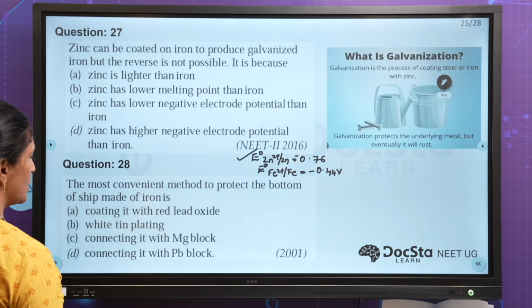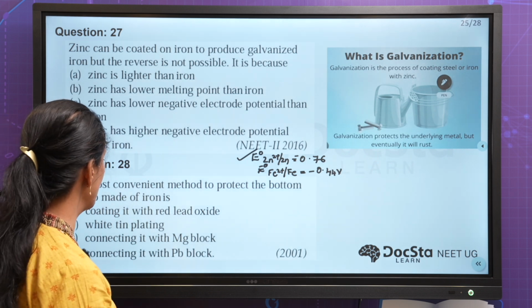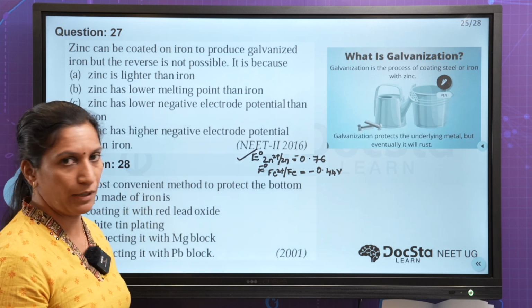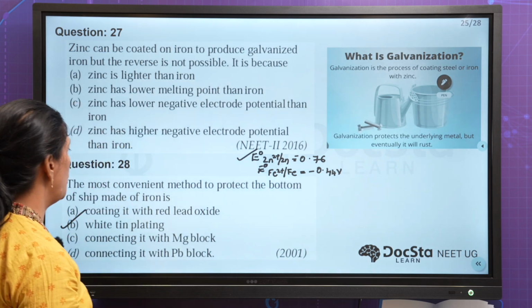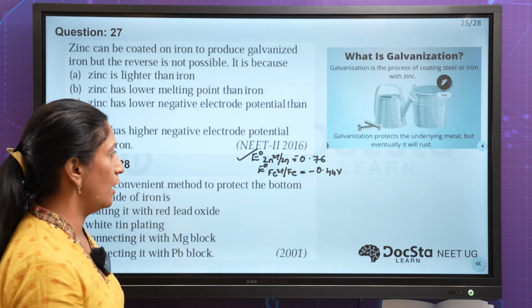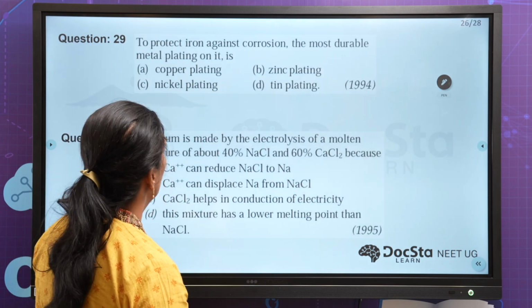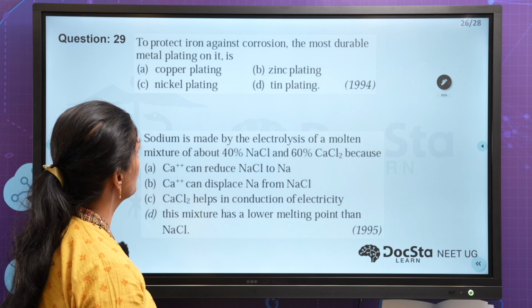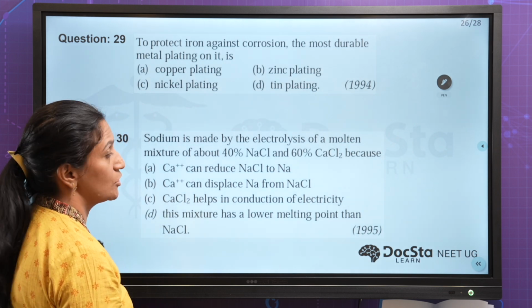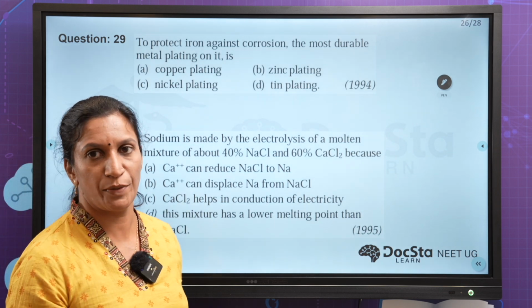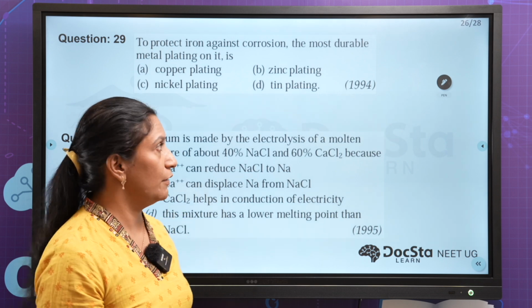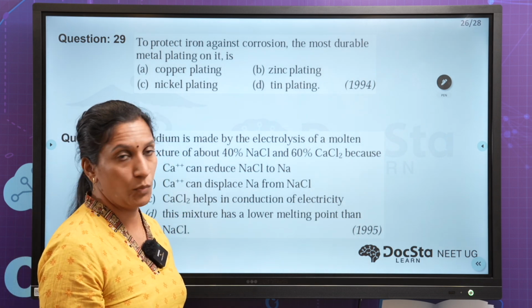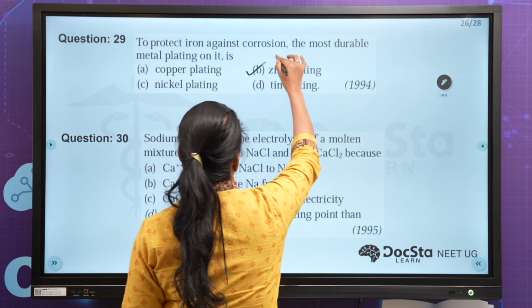Next is the most convenient method to protect the bottom of a ship made of iron. The most protective method is coating with white tin plating. This is the usually preferred method for protection of the bottom of ships made of iron. Okay. Now the next is, to protect iron against corrosion, the most durable metal plating. We learned that the galvanization technique is the most preferred method for the protection of iron. Galvanization means the coating of iron with zinc. So this will be the correct answer.